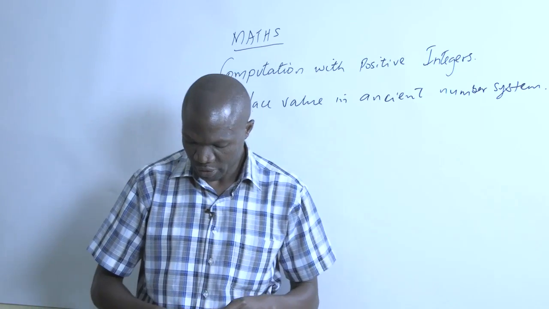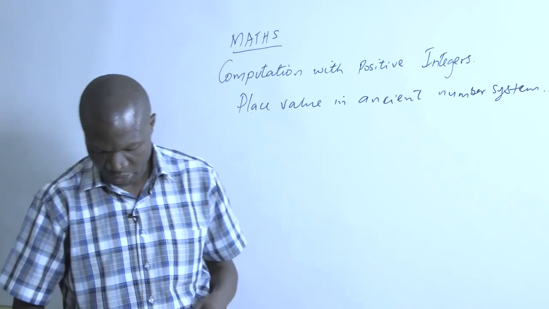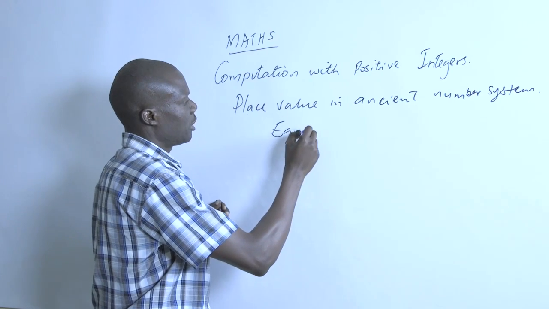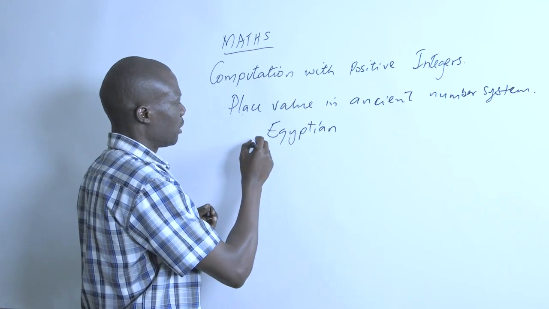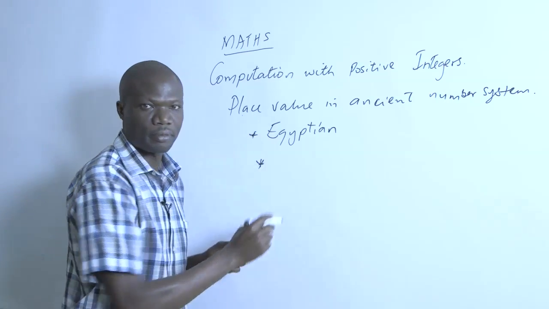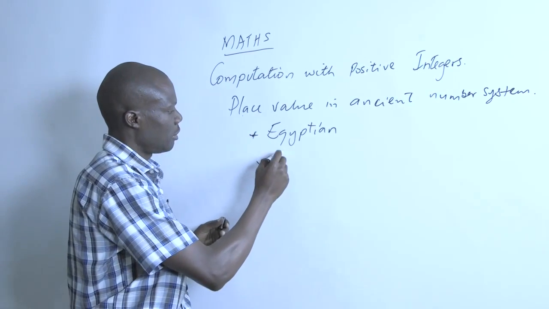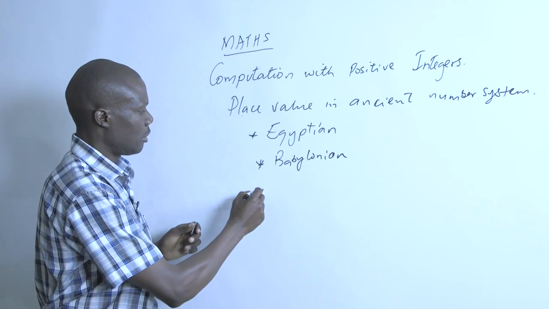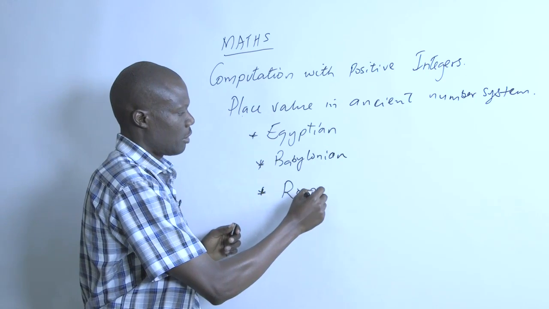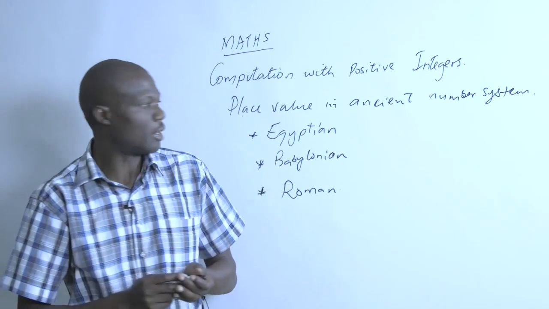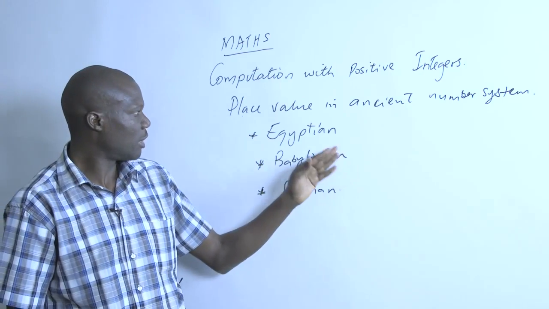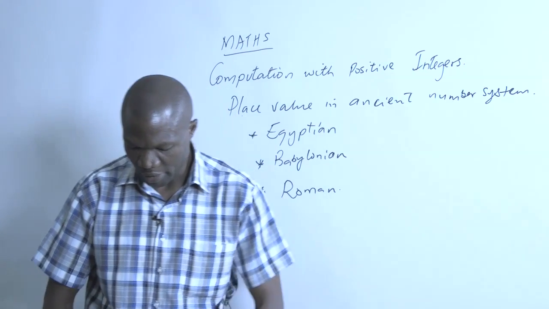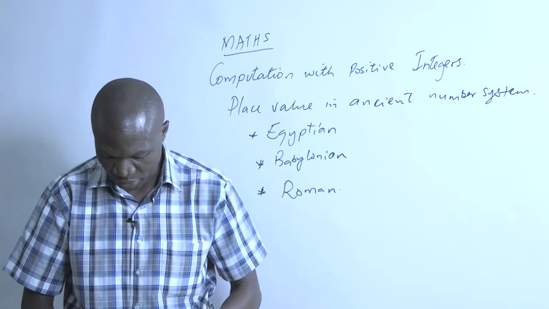Some well-known systems include the following. We have the Egyptian numbering system. We have Babylonian. And we have the Roman number system. So these are, among others, some of the numbering systems that existed in ancient times.